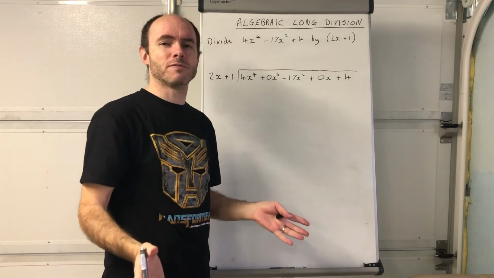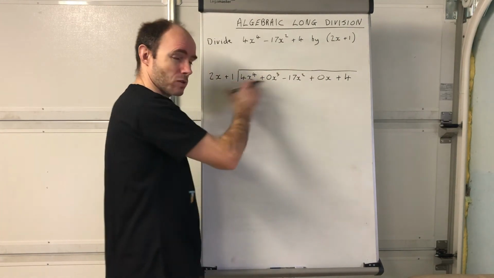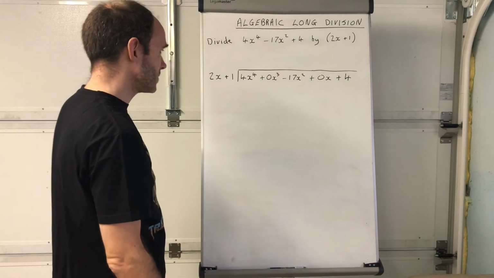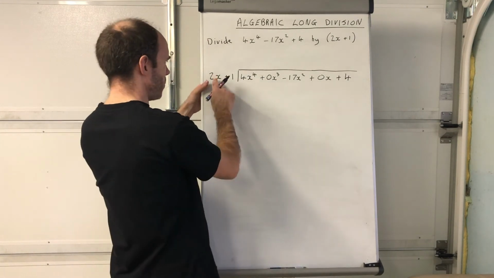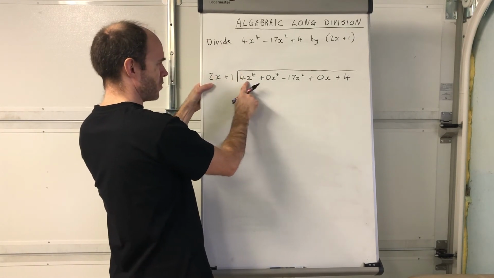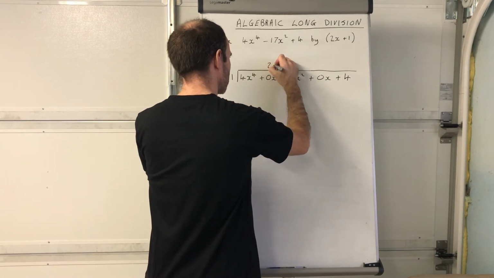So if you got it wrong first time, maybe pause the video again and have another go using this as your template. Right, now let's go through it and see if you got it right. Okay, so what times 2x gives us 4x to the power 4? That is 2x cubed, isn't it? So we write that up there.